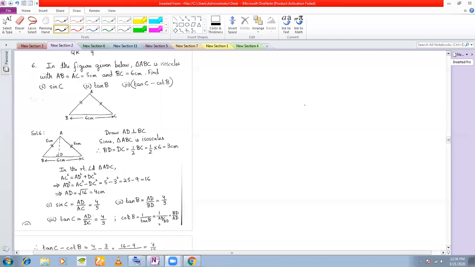The question here is: in the figure given below, triangle ABC is isosceles with AB equal to AC equal to 5 centimeter and BC equal to 6 centimeter. Find sin C, tan B and tan C minus cot B. So let us draw a triangle first.